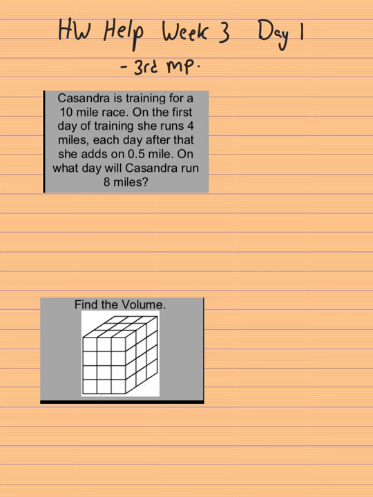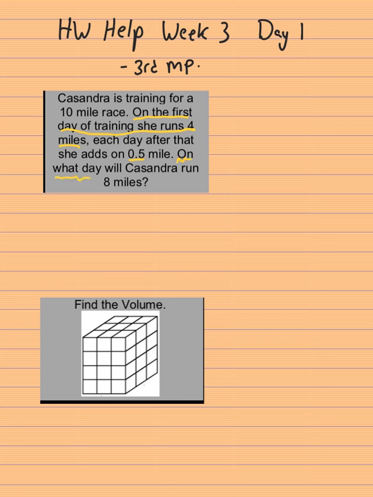So let's go through here. She's training for a 10-mile race, but that's really not important in this problem. What is important is that on the first day of training, she runs 4 miles. Each day after that, she adds on half a mile. On what day will Cassandra run 8 miles? So we need to figure out on what day.